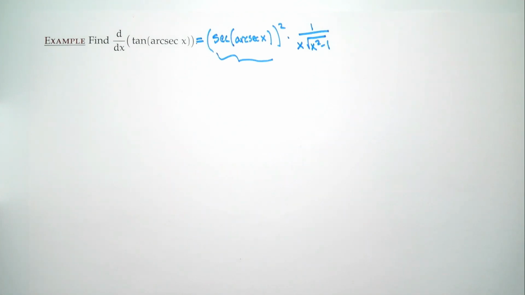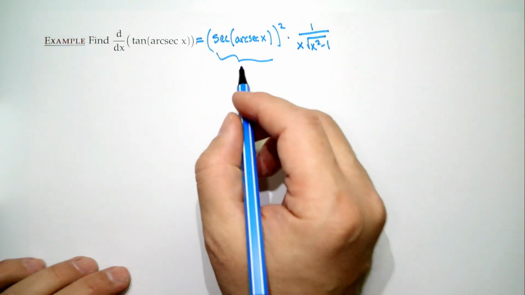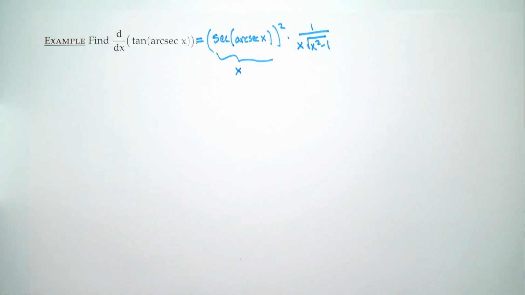What does it become? It becomes x, because these are inverse functions of each other. So arcsecant takes x and produces some number. Secant takes that number and says, whoa, whoa, no, go back to where you came from. And so whatever you do, after you compose those two together, you get what you started with.